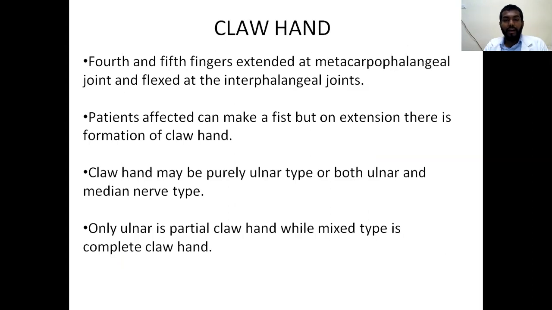It might be purely ulnar type or it can be both ulnar and median nerve type. Only ulnar type is your partial claw hand, whereas your mixed type is a complete claw hand. In complete claw hand, the other 3 fingers are also involved.